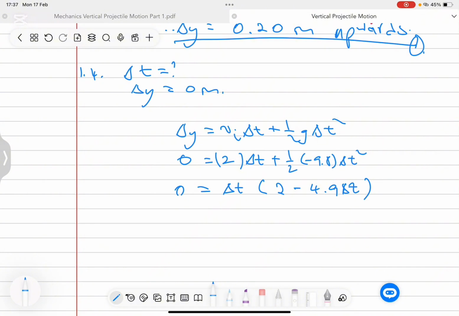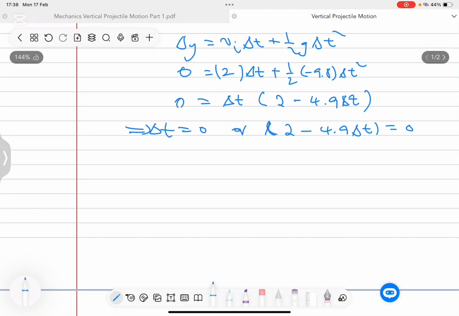Now we know from mathematics that this would imply that the change in t equals 0, or, in fact, here I want to write this in full, the 2 minus 4.9 times the change in t will actually be 0. Now we can simplify this side further and take the 2 to this side, so that we now have negative 4.9 times the change in t equals negative 2.